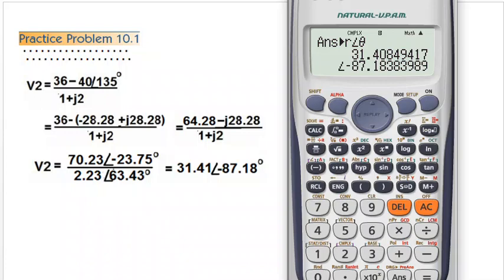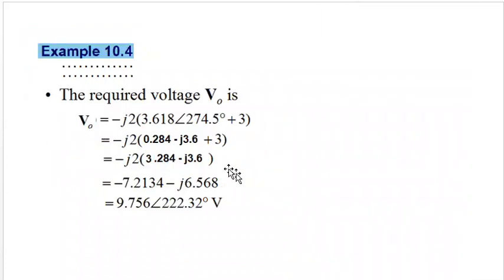Now let's do the last example here. Now this is in one line, minus J2 times the bracket 33.6 angle 274 plus 3. So again, in the normal way, we have to convert this polar into rectangular. Then you add and then you multiply this to get the answer in rectangular. Convert this into polar to get the answer in polar.